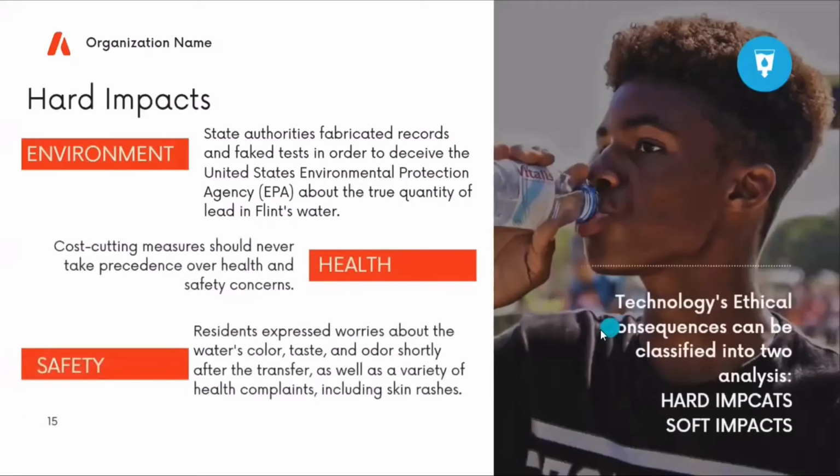Now focusing on the hard impacts, first is the environment. For the environment, state authorities fabricated records and fake tests in order to deceive the United States Environmental Protection Agency (EPA) about the true quantity of lead in Flint's water. Next is the health. Cost-cutting measures should never take precedence over health and safety concerns. Next is the safety. The residents expressed worries about the water's color, taste, and odor shortly after the transfer, as well as a variety of health complaints, including skin rashes.